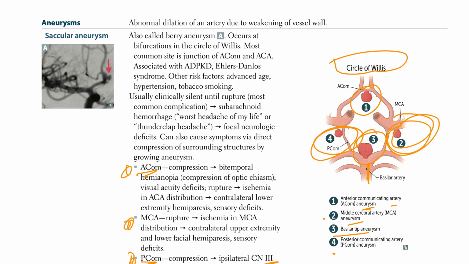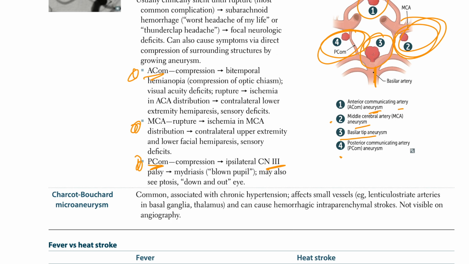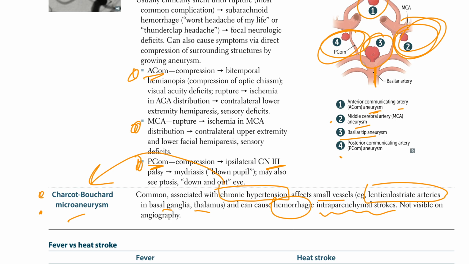Now we have the next part, which is going to be Charcot-Bouchard microaneurysm. We did touch on it. Let's talk about the whole thing. It is associated with chronic hypertension. Chronic hypertension affects the small vessels, those small vessels which supply the deep brain, or lenticulostriate arteries in the basal ganglia and the thalamus, and can cause hemorrhage in intraparenchymal strokes. Right? Hemorrhagic intraparenchymal stroke. Not visible on angiography, because they're very small vessels. On angiography, nothing is seen.